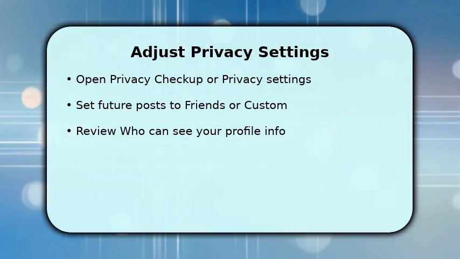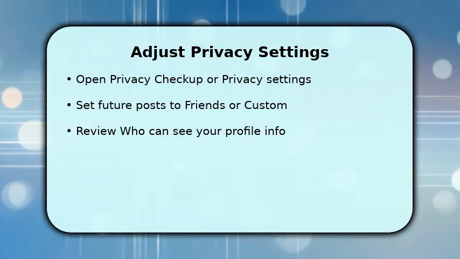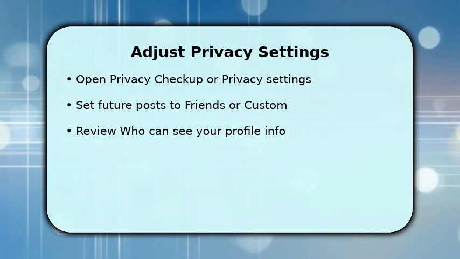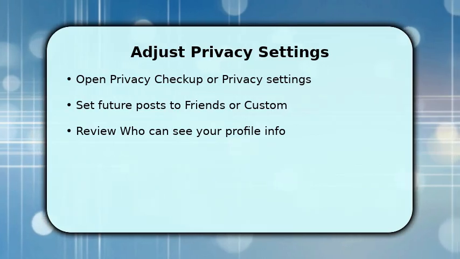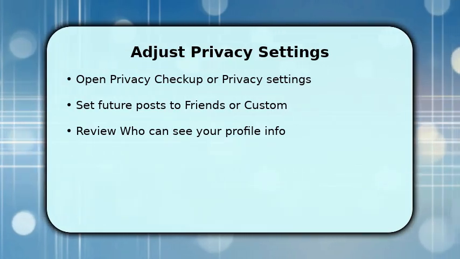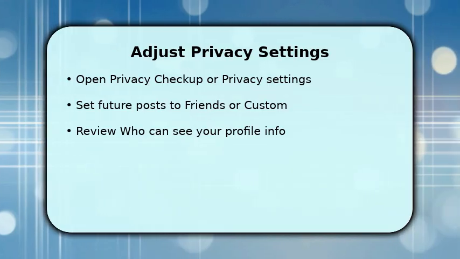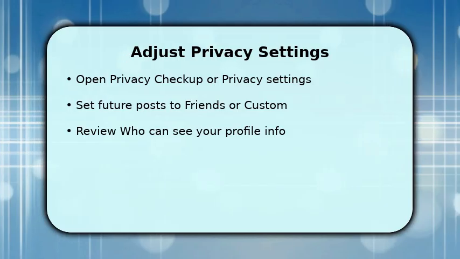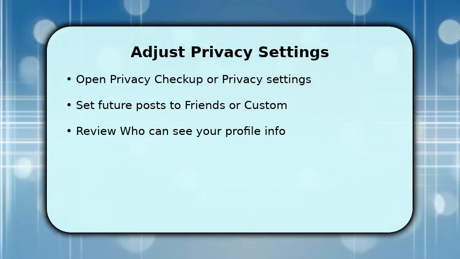Change future posts to friends or custom, and review past posts with the limit option to avoid old public content. Then open Profile and Tagging to restrict who can post or tag you. Make sure to review contact info, birthday, and relationship sections. Set each to friends, only me, or a custom list so you control exactly who sees what.